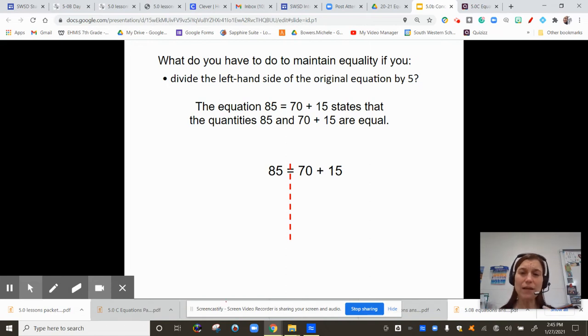If I just divide the 15 by 5, 15 divided by 5 is 3. 3 plus 70 would equal 73. Now, I know that 85 divided by 5 is not 73, so that can't be it. 85 divided by 5 is what answer? I'm asking you. Do you know what it is?